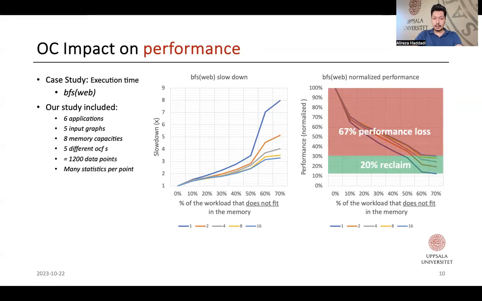So our study included 6 different applications, 5 different input graphs, 8 memory capacities, and 5 different overcommitting factors, which leaves us with 1,200 data points. And we gather many statistics per point. So we could not present all of them together. That's why we chose a case study to show in our slides.